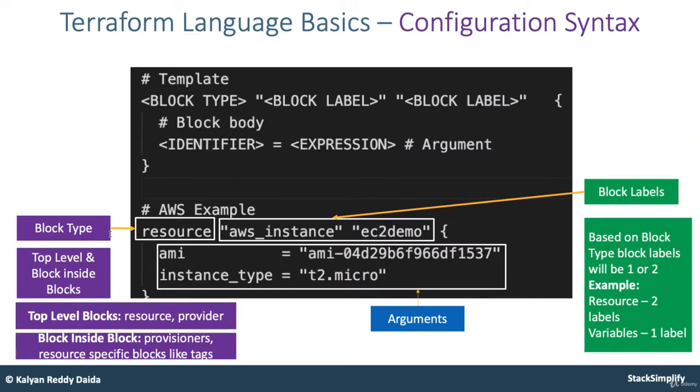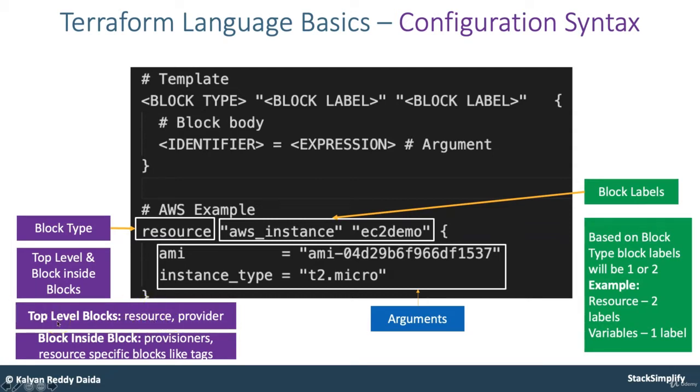As part of language basics, we have already seen these things. Resource is a block type. You can have a block with type as resource or variable or outputs. There are different blocks available. We are dealing with understanding the basic configuration syntax here. You can have top level blocks and also blocks inside blocks. Top level blocks are nothing but resources, providers, variables, and outputs. All those come under top level blocks.